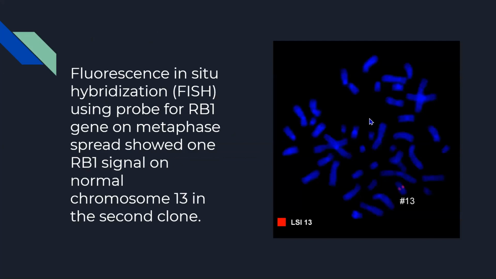In this picture, you're going to see fluorescence in situ hybridization, which is also known as FISH, which is a type of test that's done to see how chromosomes are looking. And in this one, there's going to be a probe for RB1 gene on a metaphase spread showed one RB1 signal on a normal chromosome 13 and the second clone.